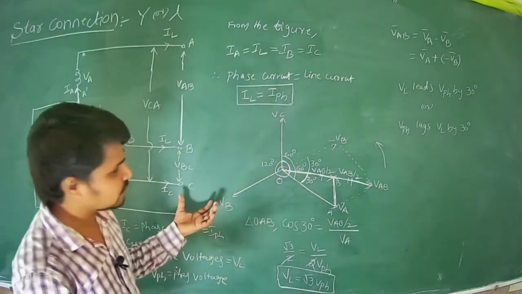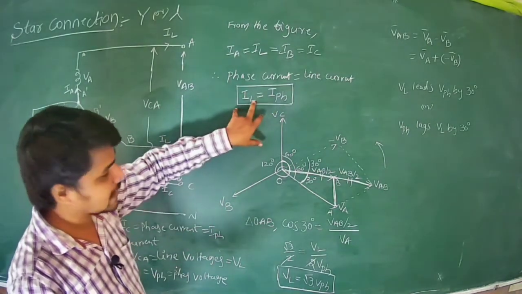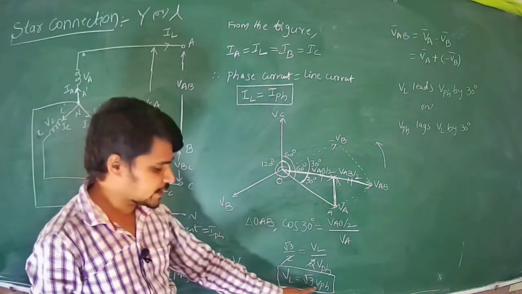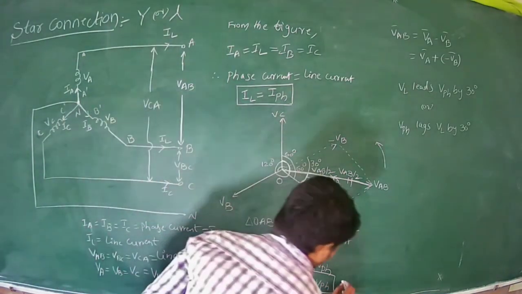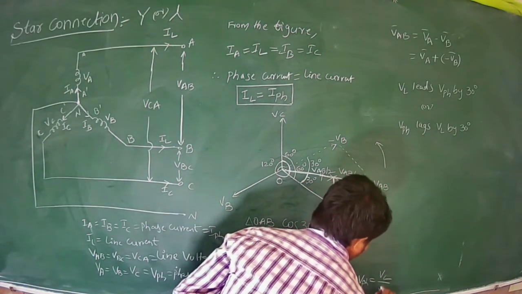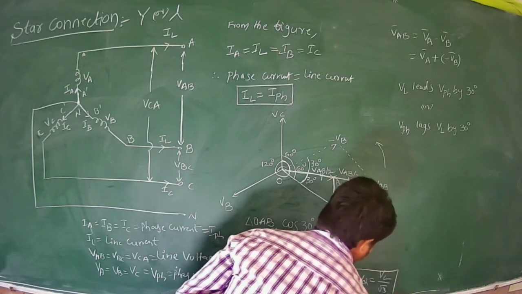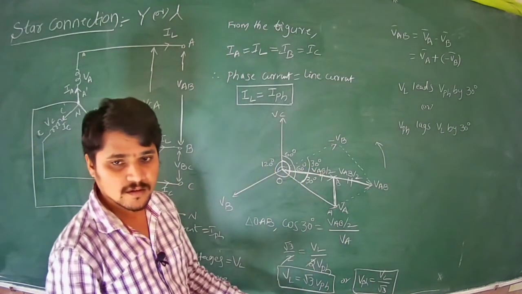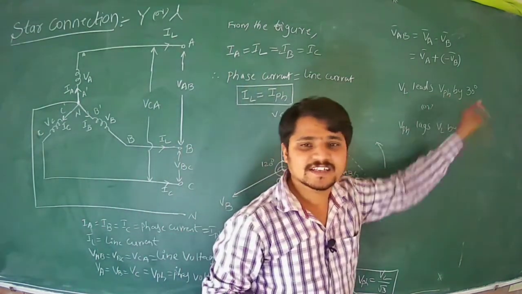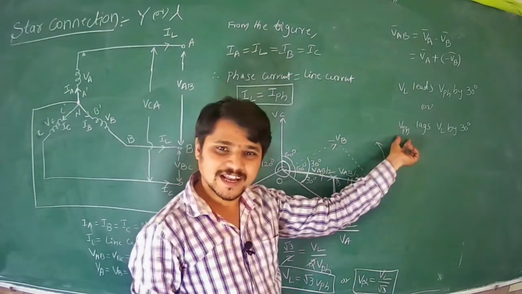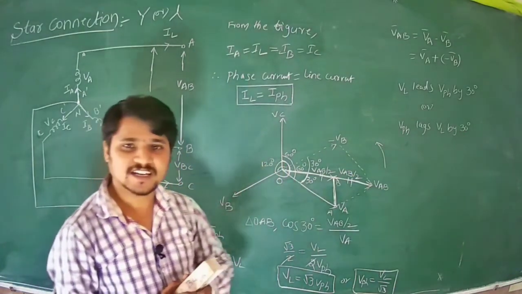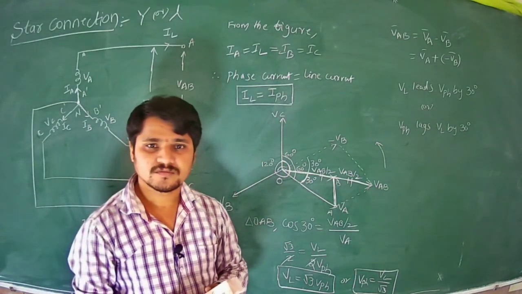In a star connection system, we have derived that the line current is equal to phase current, and the line voltage is equal to root 3 times the phase voltage. Or you can also write that the phase voltage V phase is equal to VL by root 3. And the line voltage leads the phase voltage by exactly 30 degrees, or the phase voltage lags the line voltage by 30 degrees. So this is about the star connection system in a 3-phase circuit. Thank you.